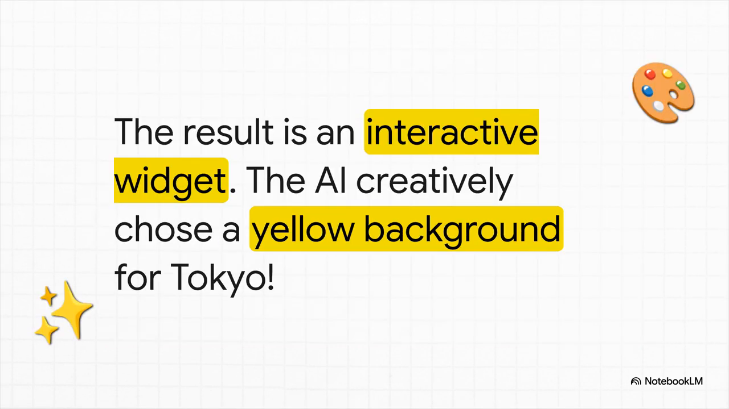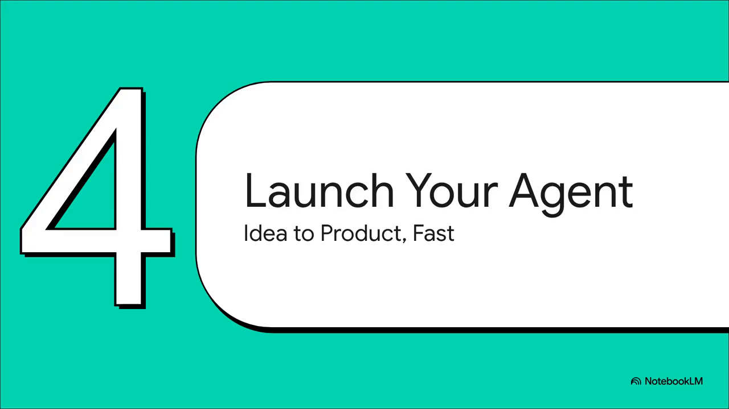And bam, here's the result. The agent takes the flight data, slots it into the widget, and then it kind of thinks, okay, Tokyo, what color feels like Tokyo? And it chose this vibrant yellow. This is the exact same data, but it's delivered in this incredibly powerful and engaging way, all because of one simple natural language command. So we've designed our agent, we've made it look great.